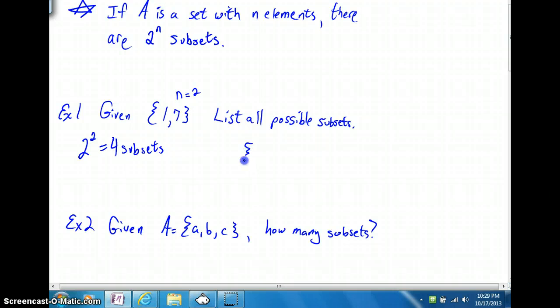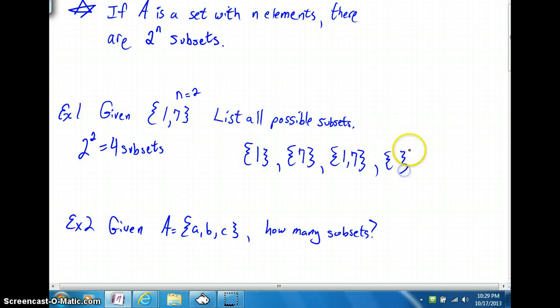A subset could be the set just containing 1. It could be the set just containing 7. It could be the set itself, which is 1 and 7. That's always going to be a subset as well, the set itself. Well, right now you can see we've got 1, 2, 3 subsets. You might wonder what our last subset would be. Well, that would be the empty set. The empty set means that none of those were selected.